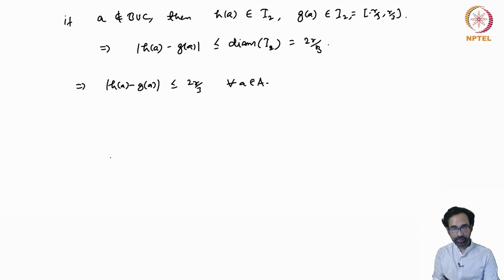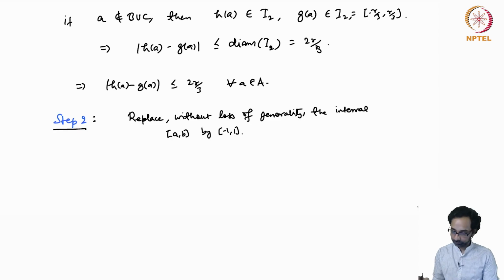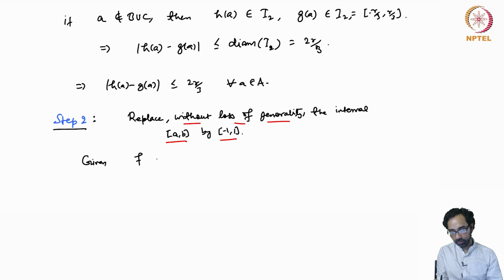So let's see the next steps in which we will use a kind of recursive definition. Let's begin the next step, and here we make a simplifying assumption. Without loss of generality, we replace the interval [a, b] by [-1, 1]. So we are given f, a continuous function from A to [-1, 1], and now we have to find an extension of this continuous function f.